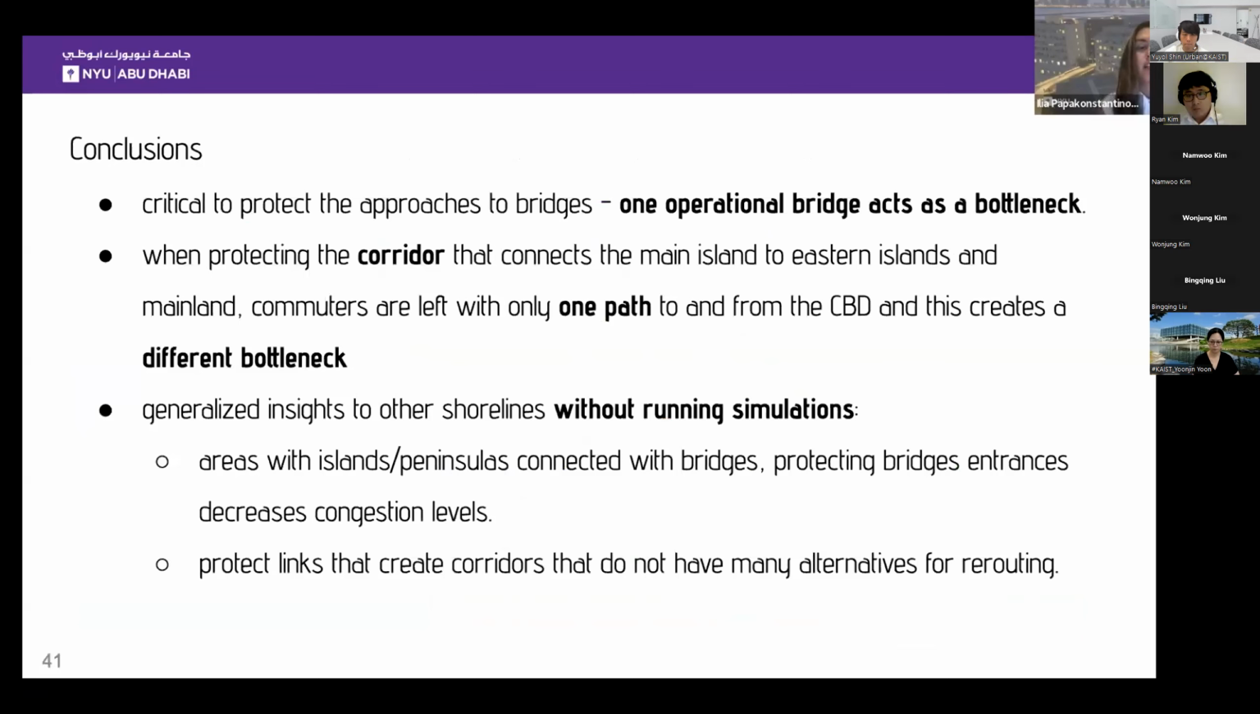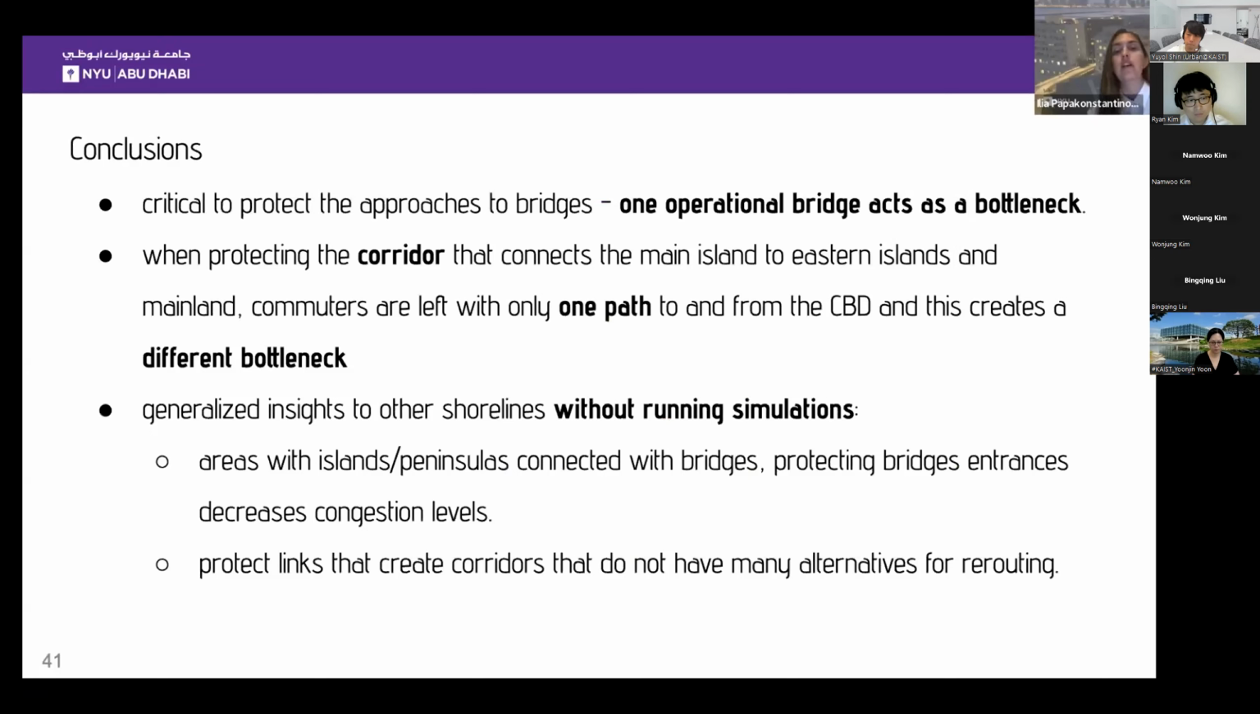To conclude, we find that it's critical to protect the approaches to bridges. One operational bridge only acts as a bottleneck. Also, when protecting a corridor that connects the main island to the eastern islands and the mainland, commuters are left with only one path to and from the CBD, and this creates again a different kind of bottleneck. These findings can help generalize insights to other shorelines without running simulations.